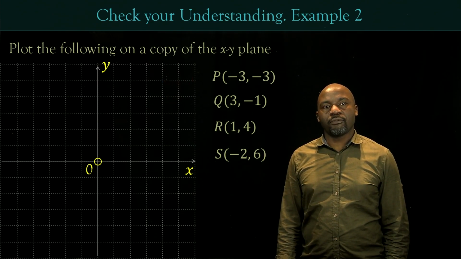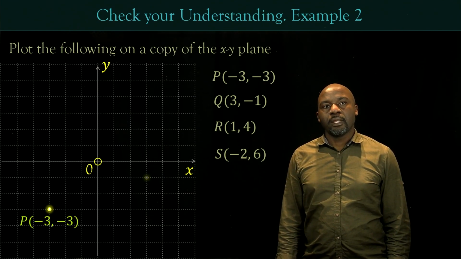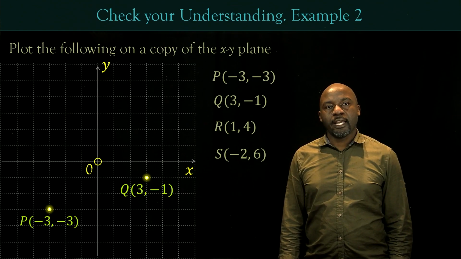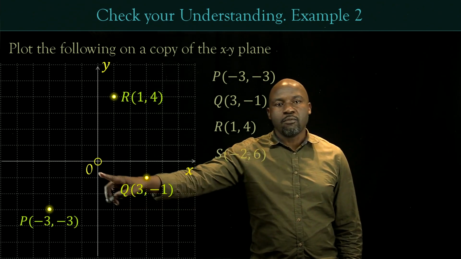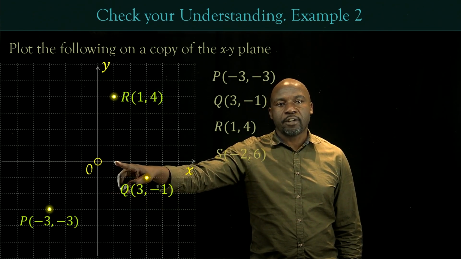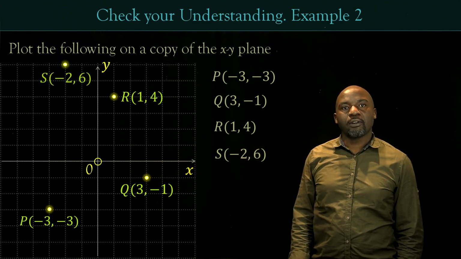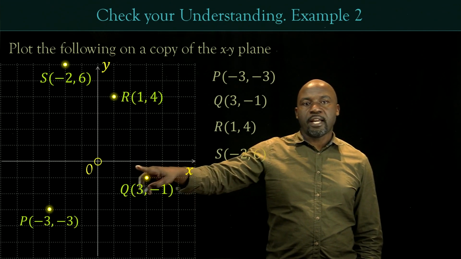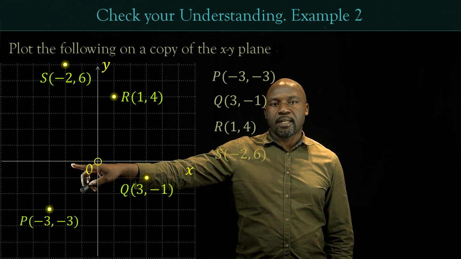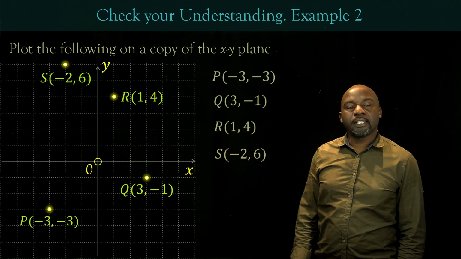Okay, so the coordinates of point P must be -3, -3. The coordinates of Q is 3, -1. Coordinates of R is 1, 4. That means move 1 step in the x direction, followed by 4 steps in the y direction, like that. Coordinates of point S, move 2 steps in the negative x direction, followed by 6 steps in the positive y direction. So those are the coordinates as expected.